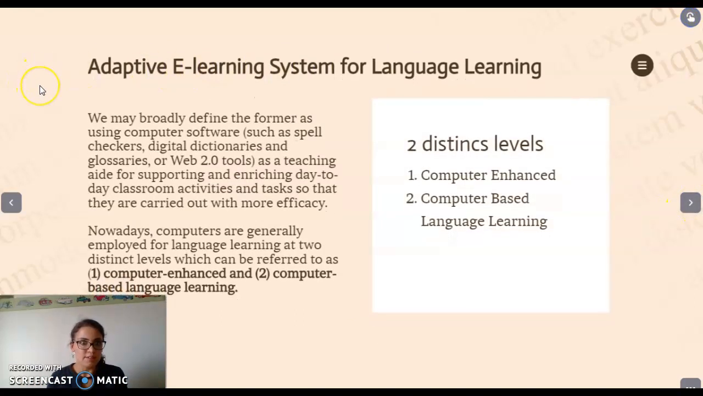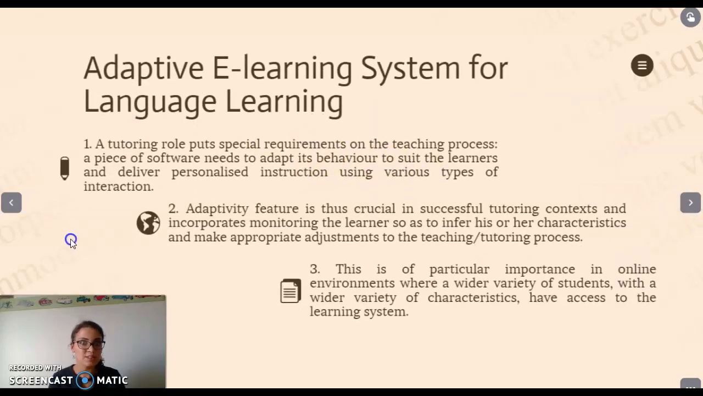Yes, and I will just explain there are two types of adaptive e-learning system for language learning. There are two distinct levels. The first one, computer enhanced learning, and the second one, computer based language learning. We will speak especially about this second one, computer based language learning. And what are its benefits? Maybe Jabba will speak about the benefits and drawbacks, inconvénient in French.